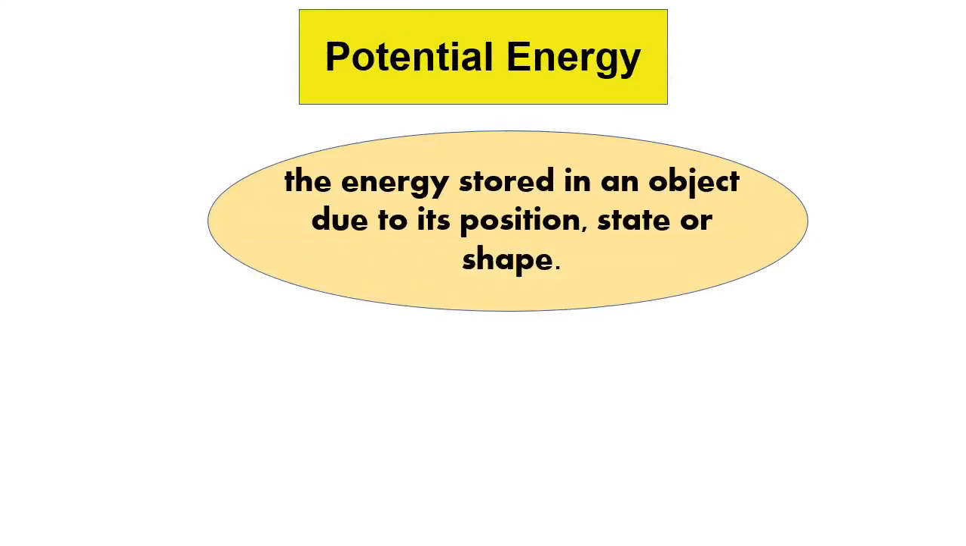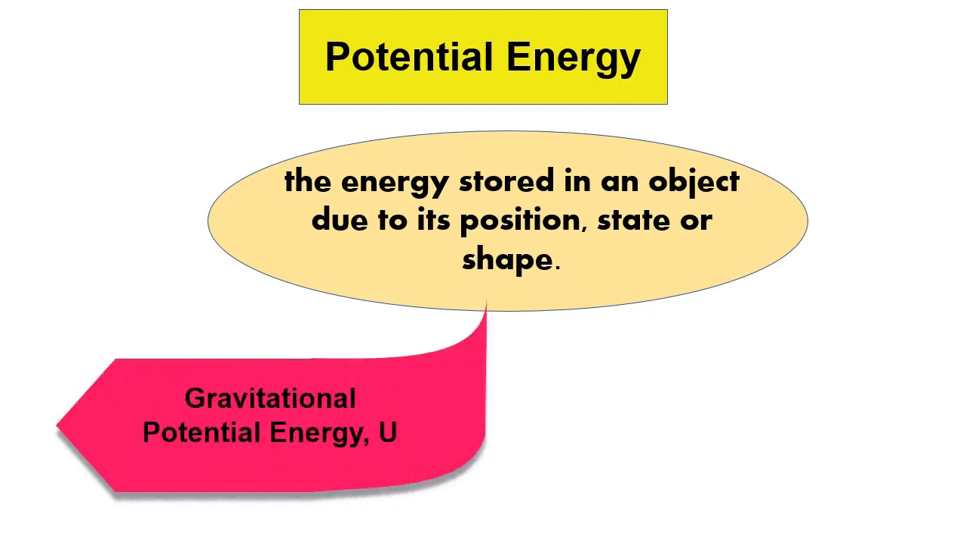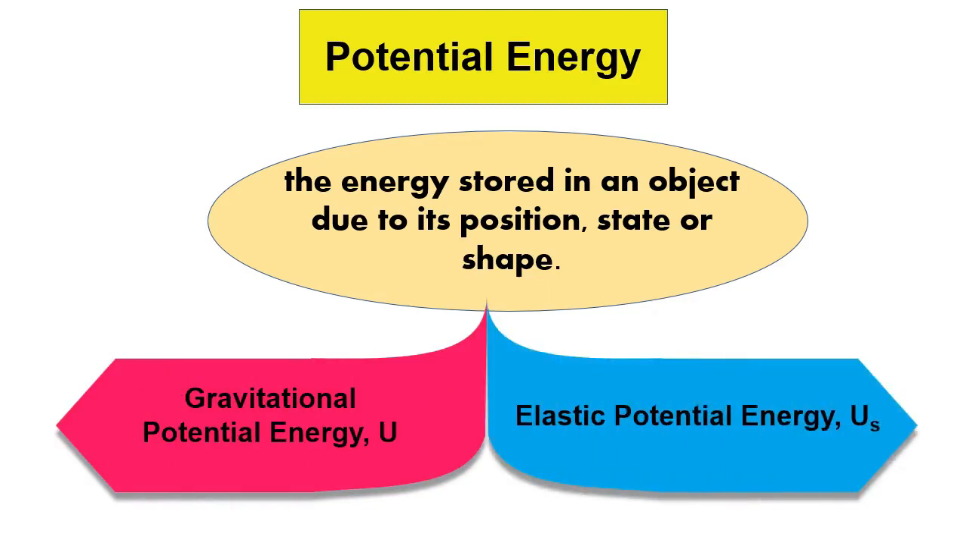Potential energy. The energy stored in an object due to its position, state or shape. There are two types of potential energy. First, gravitational potential energy U and elastic potential energy Us.